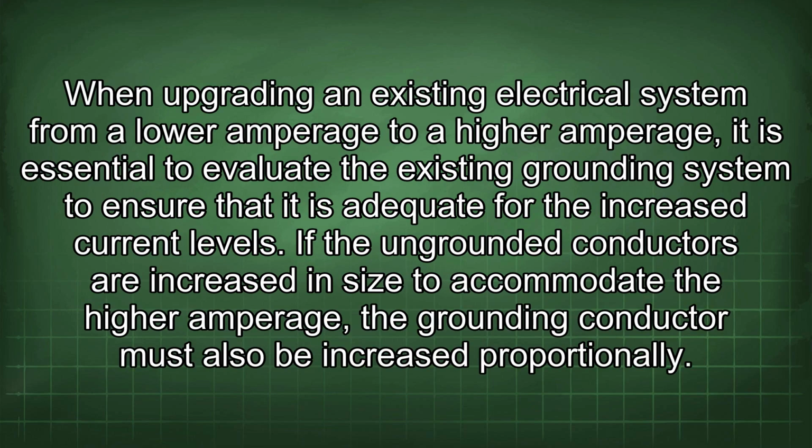When upgrading an existing electrical system from a lower amperage to a higher amperage, it is essential to evaluate the existing grounding system to ensure that it is adequate for the increased current levels. If the ungrounded conductors are increased in size to accommodate the higher amperage, the grounding conductor must also be increased proportionally.